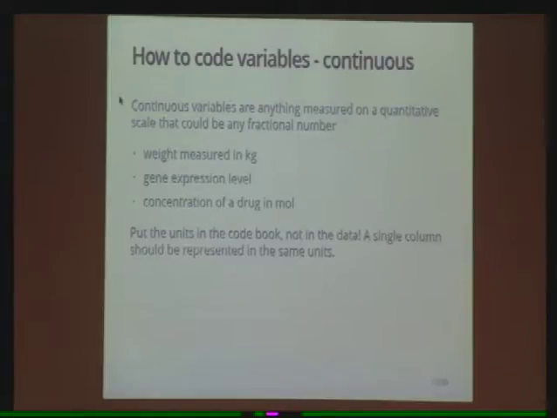So how do you code continuous variables? So continuous variables, anything measured on a quantitative scale. That could be any fractional number. So what are some examples? Gene expression level, concentration, weights of mice, for example. So again, the units go in the code book, not in the data. So your column should just have the values, and then the code book should tell me that these are weights in kilograms, for example, so that I know the scale.